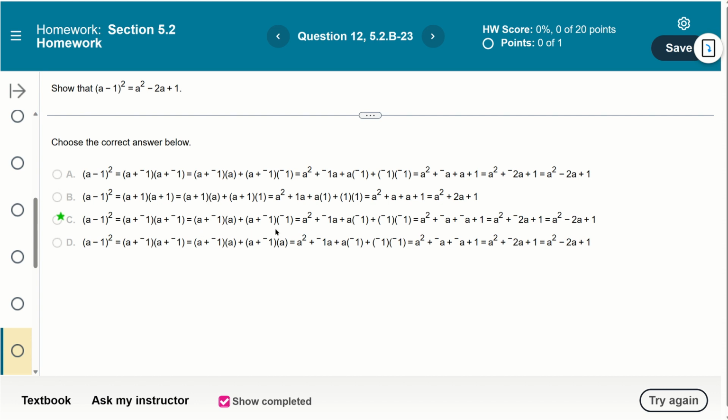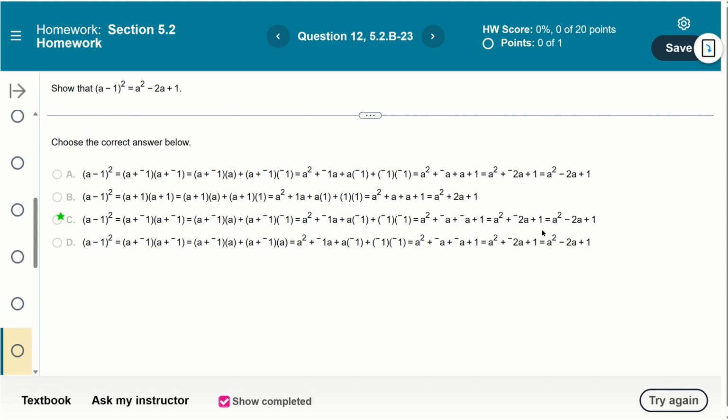A squared plus negative 1a, right? And then plus negative 1a, right? Plus negative 1 times negative 1, right? So if you simplify that, you end up with a squared plus negative a plus 1. Notice there's two of those, same sign. You combine and keep the sign. So a squared minus 2a plus 1. And of course, you can write it like that.